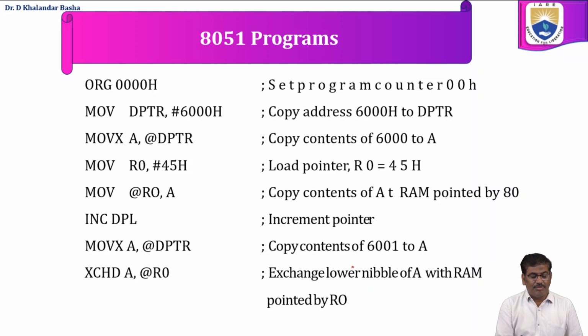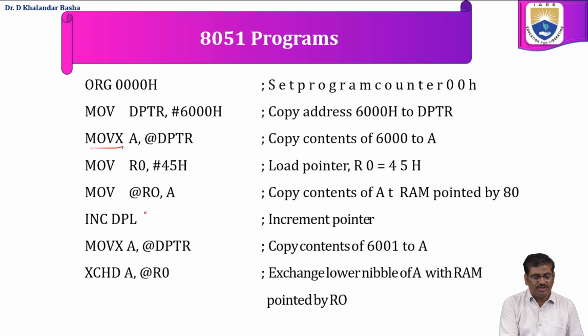That external data memory we are copying into the accumulator by using the MOVX instruction: MOVX A, @DPTR. So now the external data at address 6000H will be loaded into the accumulator. Next, we will write MOV R0, #45. In the internal memory at 45H we are going to load this data by using the instruction MOV @R0, A.